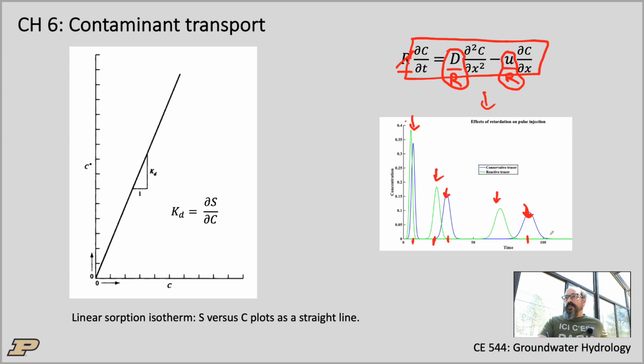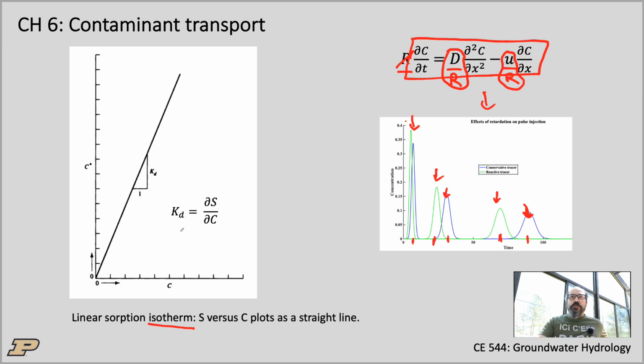But then at the same time, the reactive tracer is not as far, right? So it's going slower, basically. At 90 days, it's only partly through the transport. Here on the left-hand side, you have what we call the isotherms, and this is an important term for sorption. We'll talk about those in the next few slides a lot.